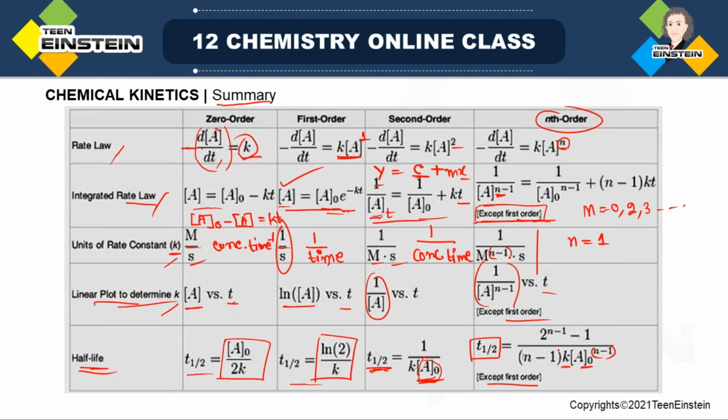Now, if you follow this expression very carefully, you will see this part is basically totally constant. That means T half is proportional to initial concentration to the power n minus 1. I mean to say inversely proportional. So just remember at least this expression, because to solve numericals you may require this formula. And this total term is actually constant. So that is why T half is inversely proportional to the initial concentration to the power n minus 1.